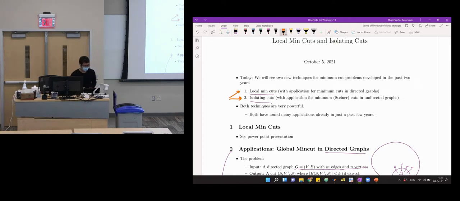How about isolating cut? What is the input and output? Yeah, there is a set of terminals, and we want to isolate every terminal. So the output of isolating cut is not just one cut, but as many cuts as there are terminals.